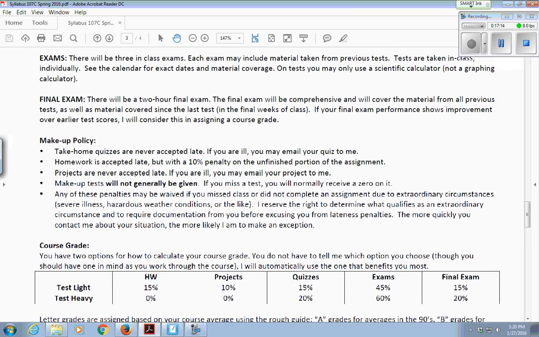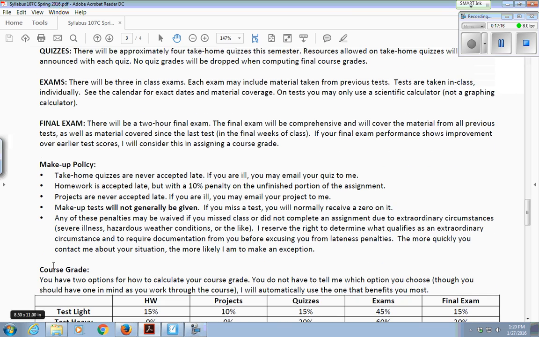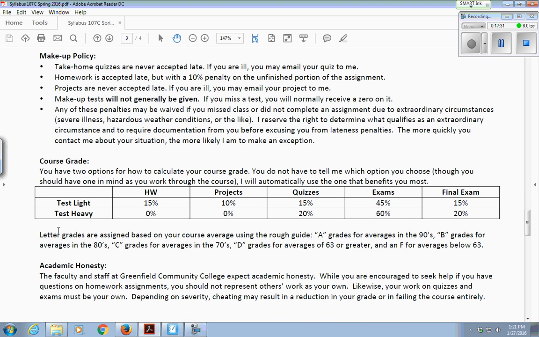For makeups, oh, and before that, for tests, you're only allowed to use a scientific calculator. So if you generally use a graphing calculator, I will lend you a scientific calculator for tests. All right, so the makeup policy.